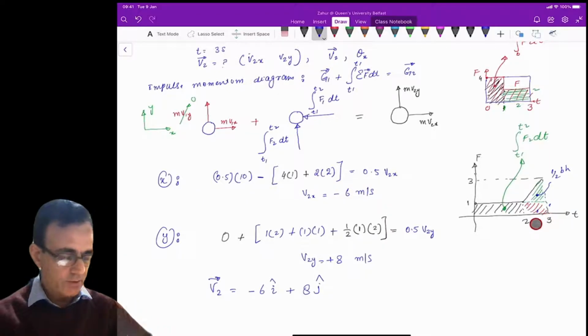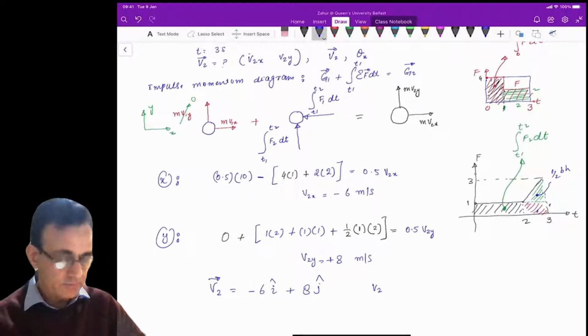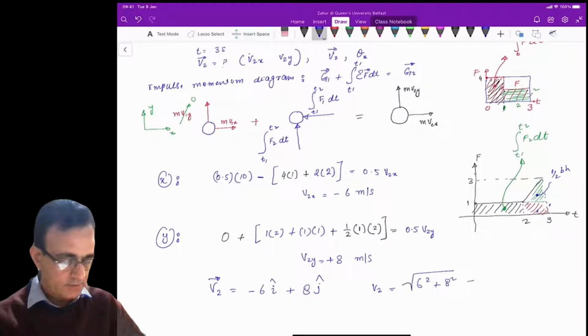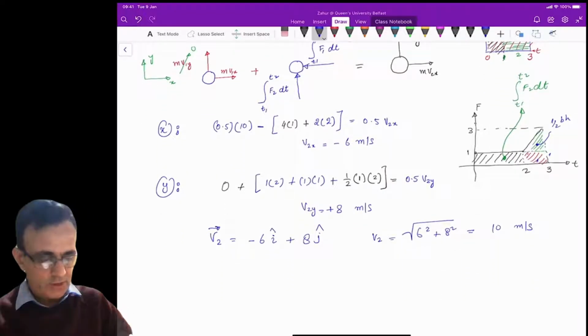So now from here you can calculate the magnitude of the velocity, which will become v2, and which will become just the square root of 6 squared plus 8 squared by using the Pythagoras theorem, and that will become 10 meters per second. And similarly, you can also calculate the angle.